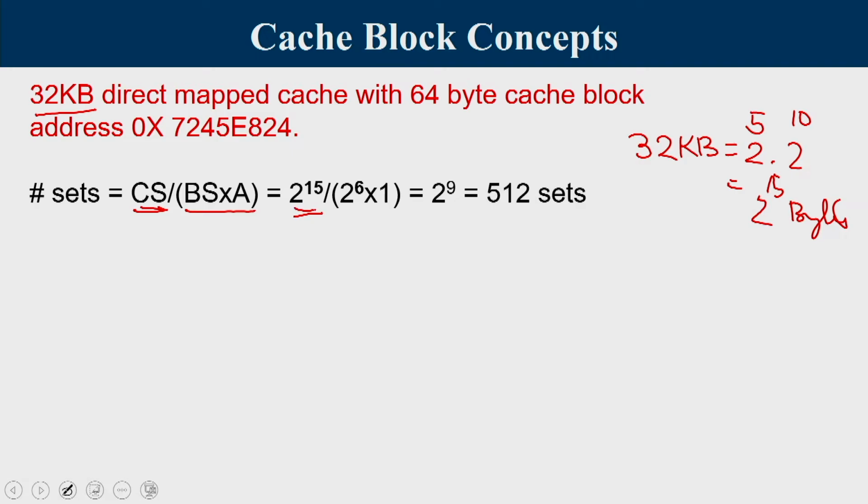So, 2 power 15, which represents 32 KB, divided by the block size. We know that the block size is 64 bytes, and 64 is 2 power 6, and the associativity is 1 because it is a direct mapped cache. So, 2 power 15 divided by 2 power 6 is 2 power 9. So, this particular cache has 512 sets inside it.